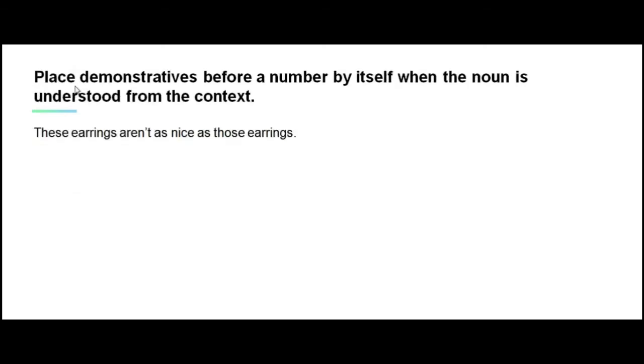Note that we can place demonstratives before a number by itself when the noun is understood from context. Have a look at the sentence over here and find the noun that can be understood from context and then replace it with a number. Note to use demonstratives before a number. These earrings aren't as nice as those earrings. These two aren't as nice as those two.